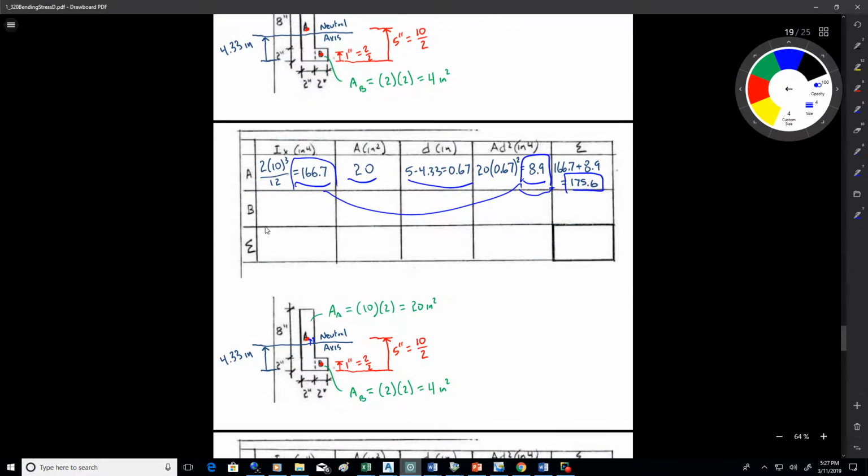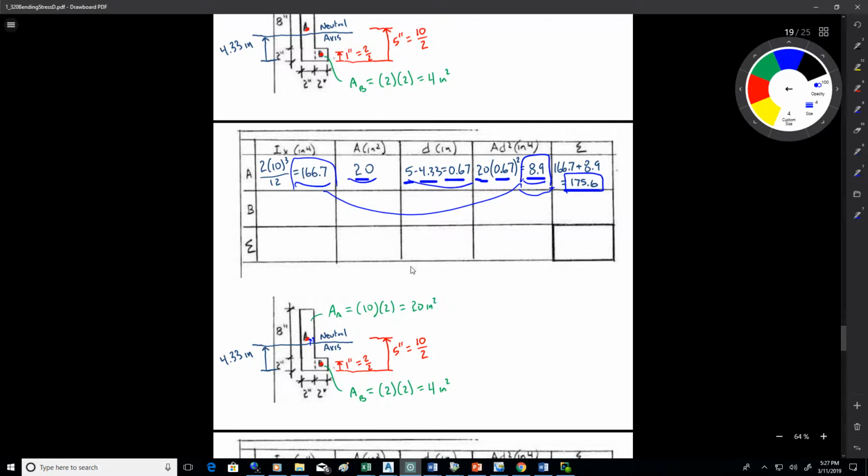So I start with part A. Its moment of inertia about its own centroid is bh cubed over 12. So 2 times 10 cubed over 12 is 166.7. Its area is 20. The distance from the neutral axis to its centroid is the difference between 5 and 4.33. It's 0.67. So I take the area times 0.67 squared. I get 8.9. That's my Ad squared piece. And I add that to my Ix, my bh cubed over 12, and I get the total moment of inertia of part A about the neutral axis.